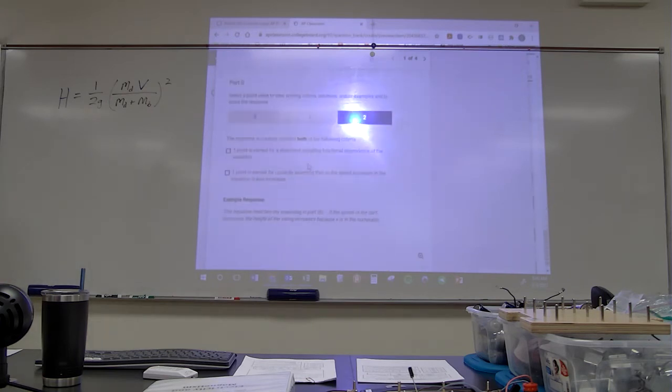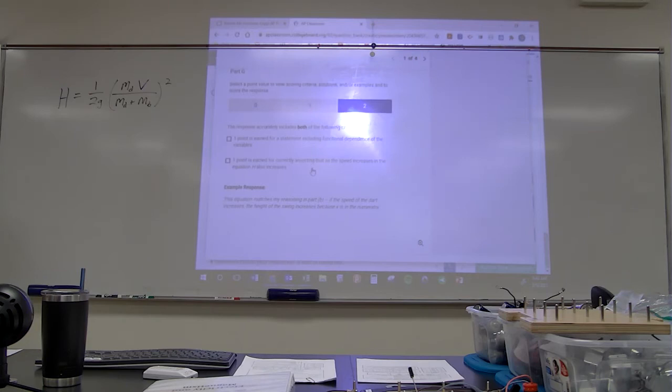So how that might be worded, and this is a two-pointer. The response accurately includes both of the following criteria. 1 point is earned for a statement including functional dependence on the variables. That just means that H is a function of V, right? As V increases, H increases. Anything like that would get you that point. 1 point is earned for correctly asserting that as speed increases in the equation, H also increases. So they're essentially saying the same thing. If I was grading this and I had a statement that said something like, the equation shows that H is directly proportional to the square of the velocity, so if V goes up, H goes up, that gets both points.